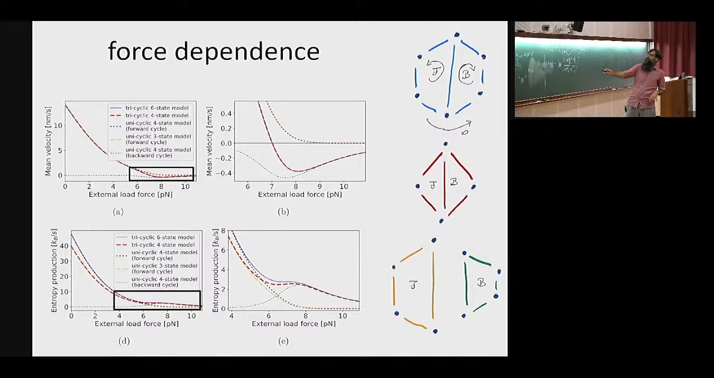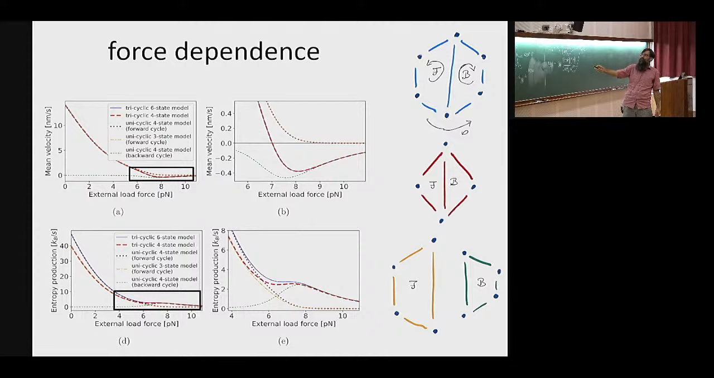But if we go in this region near the stall force, you see that we have very different curves. The blue one here is our full model. And then if we just have the forward cycle, we go up here, and you see that the stall force is completely different. Because the stall force now, since we have only this one cycle, is determined by the chemical potential, by the ATP concentration, and it's completely off from the real result here.